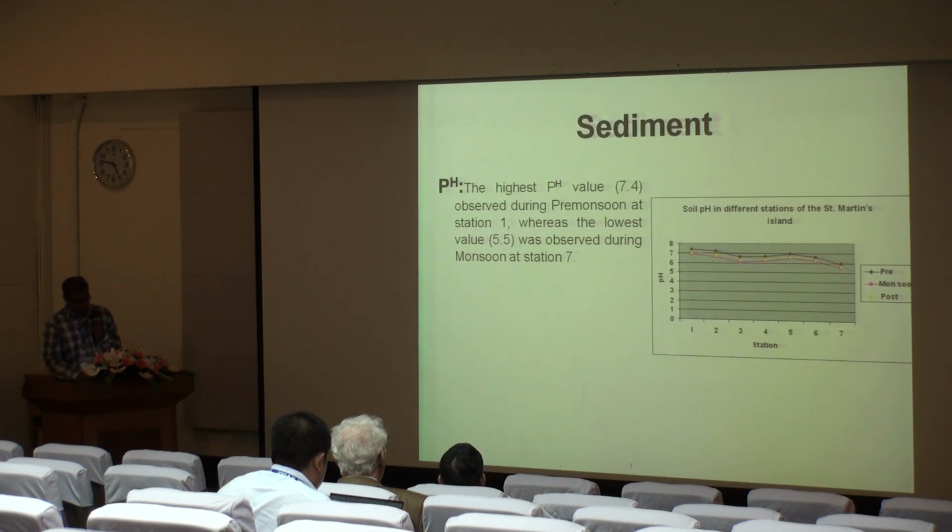Now the sediments. We observed the in situ data of the sediments: sediment pH, temperature, and the HPS value. A pH of 7.4 was observed during the pre-monsoon at station 1, the jetty and navigation area, and the lowest was observed during the monsoon at station 7, the southeastern part.